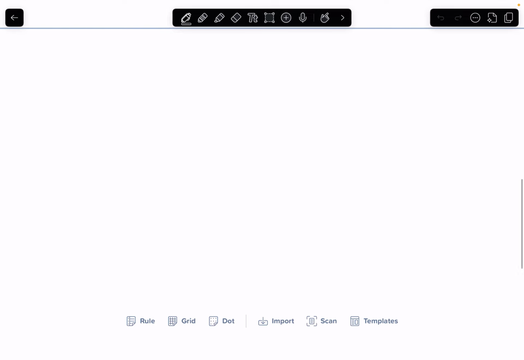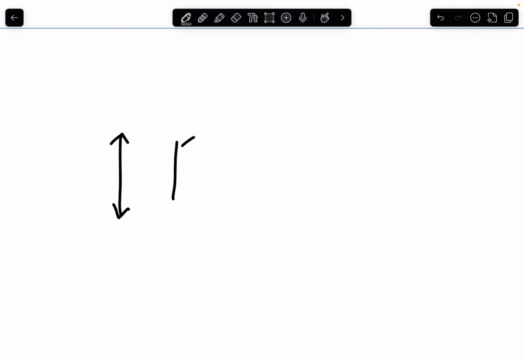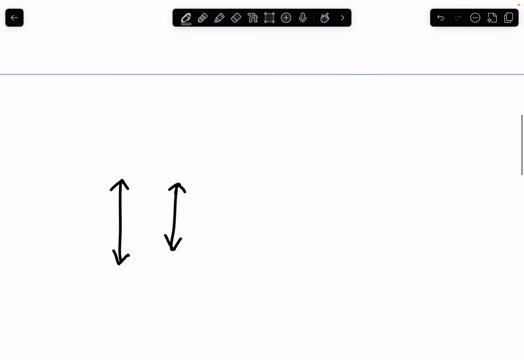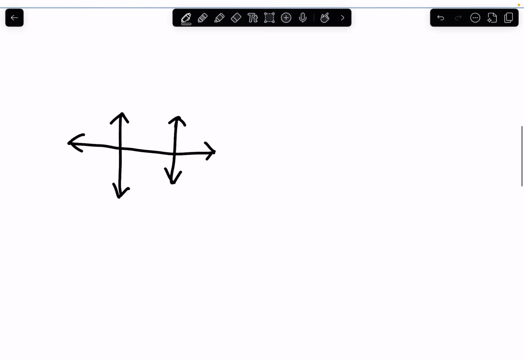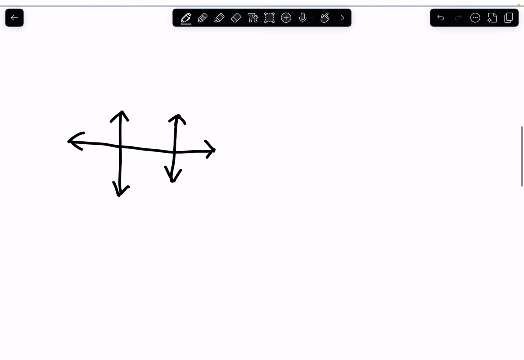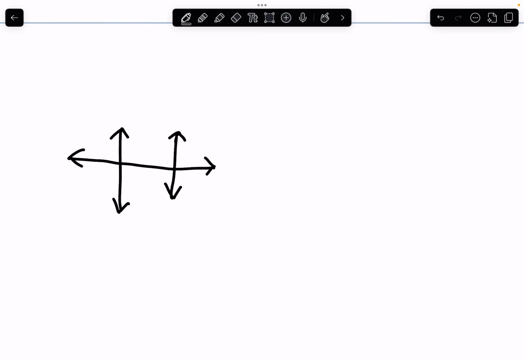So let's assume these are magnetic field lines, and something moves this way periodically, so it goes back and forth. We call this cutting the magnetic field lines. This cutting of the magnetic field lines actually creates a current or an induced EMF.